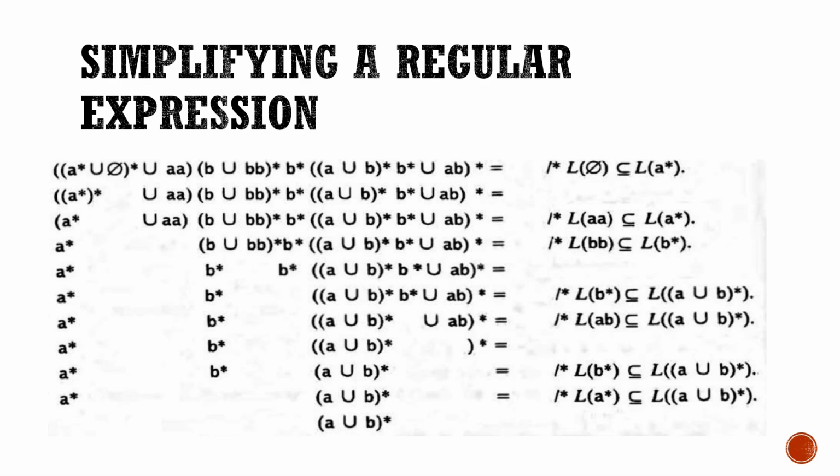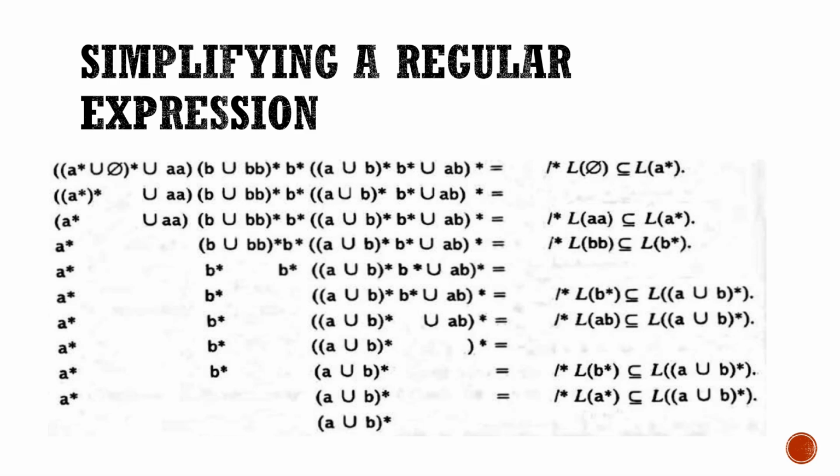The next one, A union B whole star concatenated to B star. If I take the B star, the language accepted by B star is a subset of A union B whole star. This can be replaced with A union B whole star. Then union of AB whole star. Now AB is a subset of the language accepted by A union B whole star. So the thing can be reduced to A union B whole star.